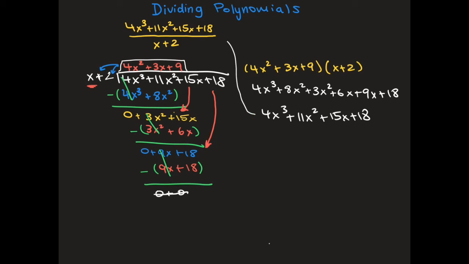And that is our original expression. So you know that 4x squared plus 3x plus 9 is our correct solution.